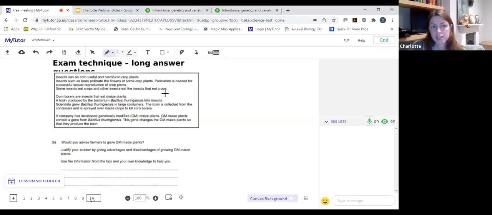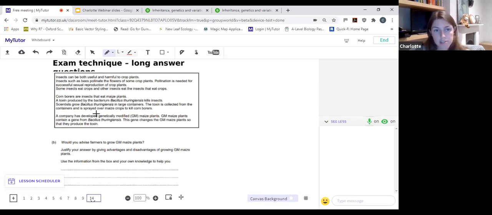Corn borers are insects that eat maize plants, so they're an example of crop predator. A toxin produced by the bacterium Bacillus thuringiensis kills insects. Scientists grow Bacillus thuringiensis in large containers, and the toxin is collected from the containers and is sprayed over maize crops to kill corn borers. So this is quite a complicated explanation. We do need to read this properly and get a good idea about what Bacillus thuringiensis is, what a corn borer is, and what that toxin does.